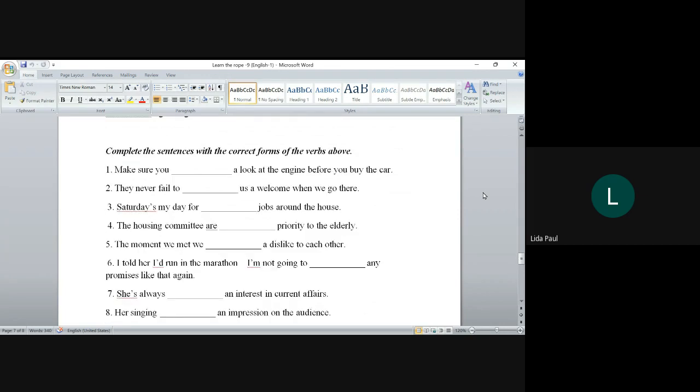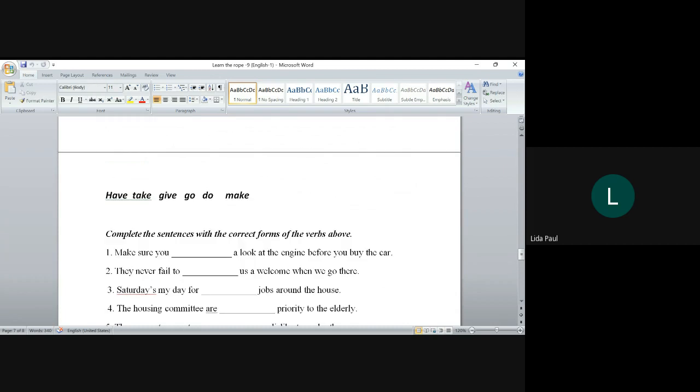Let's start with this exercise. The first one, you're going to complete the sentences with the correct forms of the verb above, okay? So just for the time being, because we've just discussed this, I will leave these verbs for you in the chat, okay? So we have 6 of them here. And you're going to choose from these 6 to complete the expression that you have in the exercise, okay?